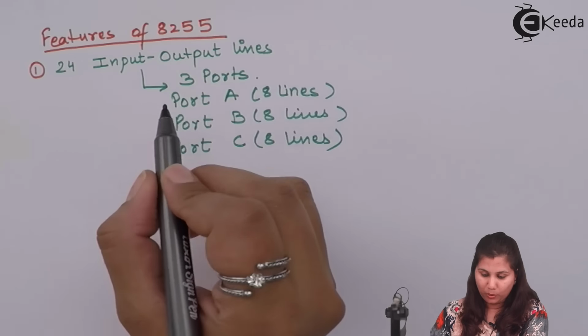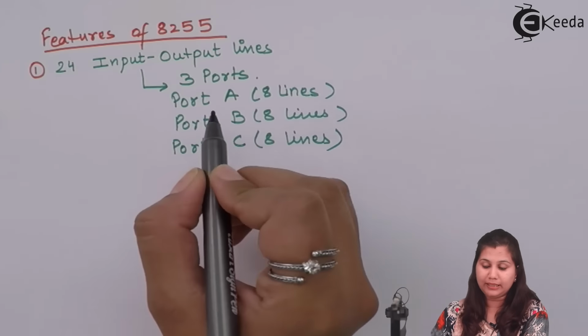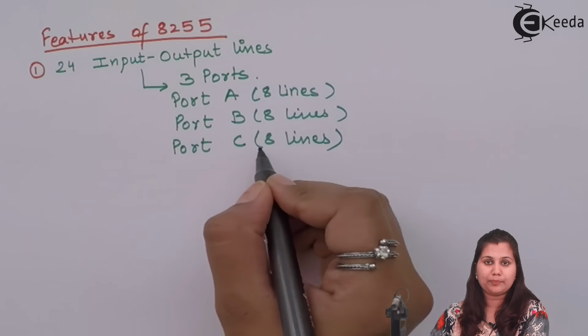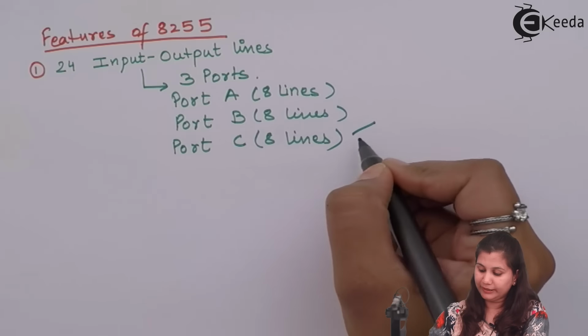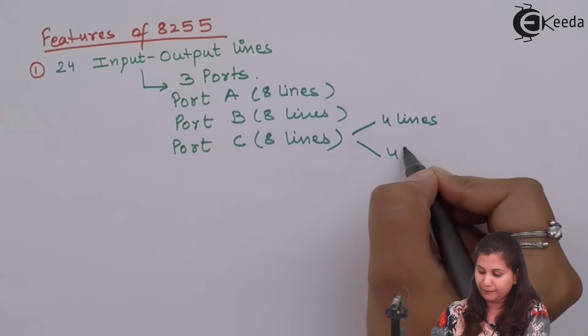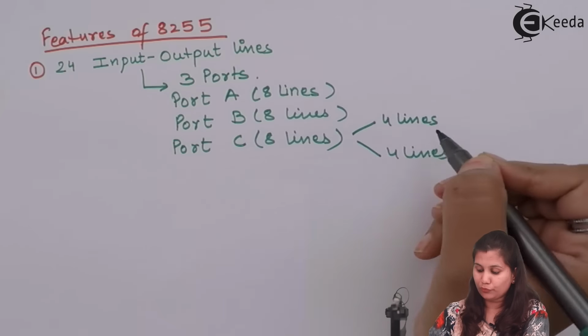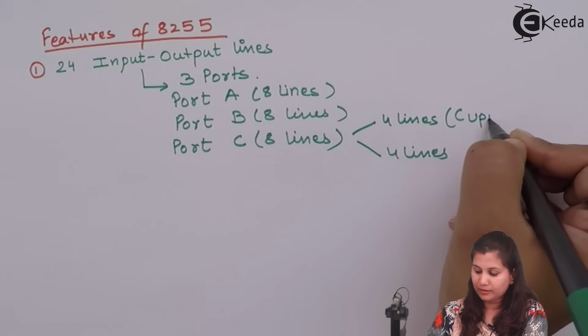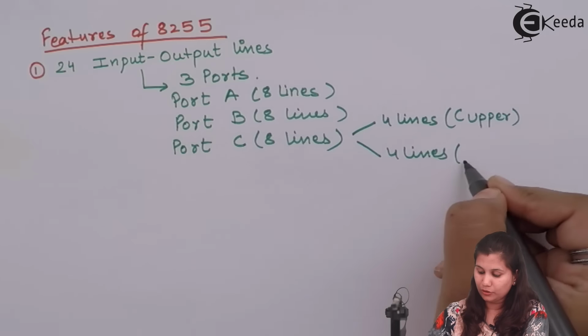Now the port A and port B, they have one 8-bit output and input buffer associated with it, whereas port C doesn't have any buffer associated with it. Also, the 8 lines of this port C, they can be divided into 4 lines. So 4 lines, they are known as the C upper and C lower.